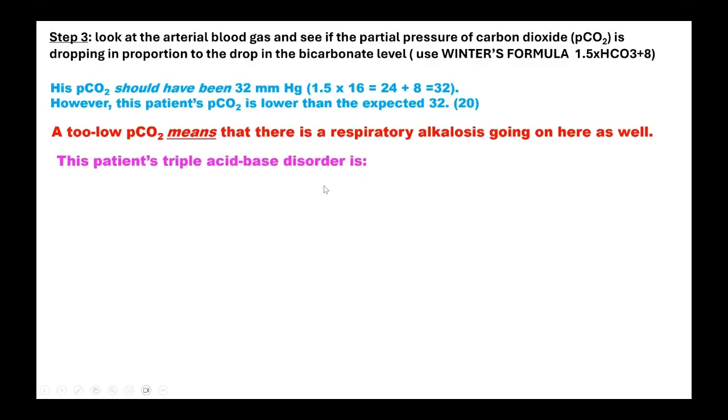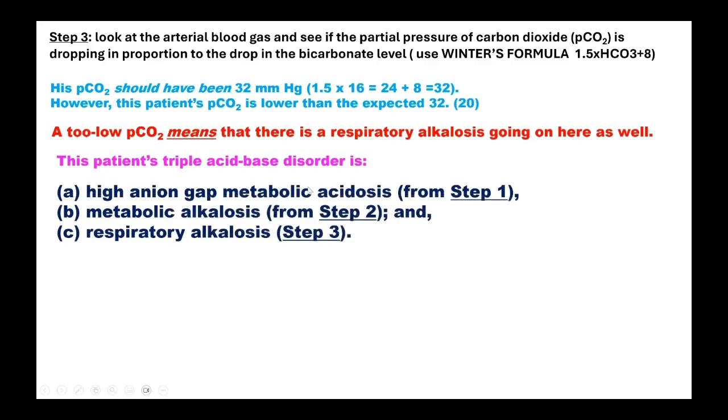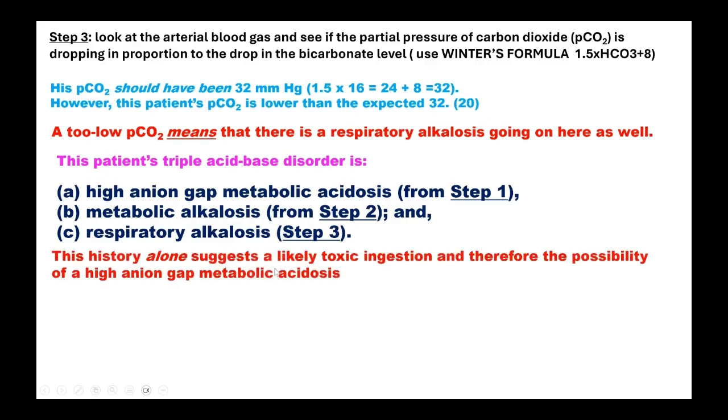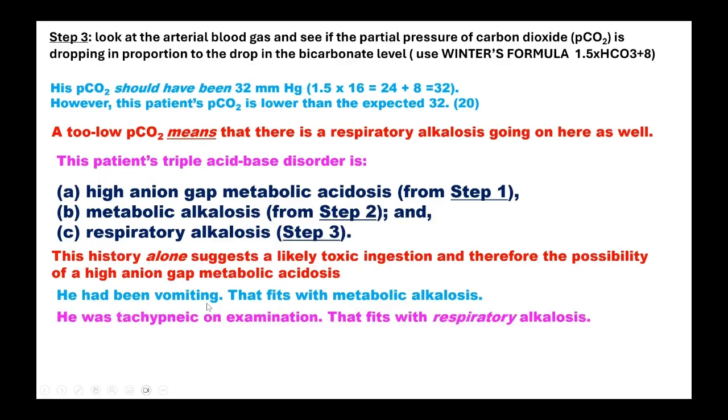So this patient's triple acid-base disorder is the high anion gap metabolic acidosis from step 1, metabolic alkalosis from step 2, and respiratory alkalosis from step 3. This history alone suggests a likely toxic cause, because he said he has taken over-the-counter medication. A possibility which causes high anion gap is paracetamol, or acetylsalicylic acid, which causes a high anion gap acidosis.